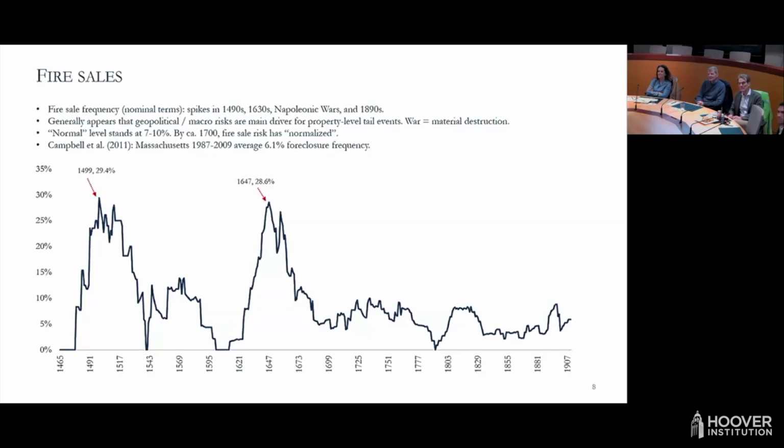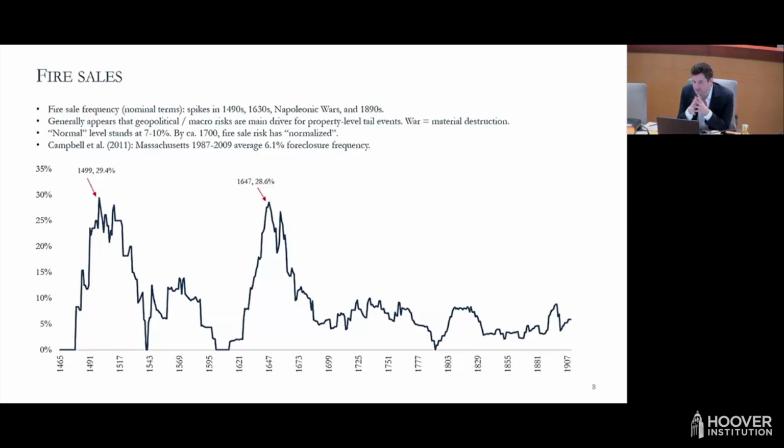So the next big spike is the 30 Years' War. It's probably the biggest, based on my data, the biggest housing shock ever in terms of the material destruction that we're talking about. There's nothing that comes close, even World War II. Again, though, the peak in the fire sales, based on that definition that tries to replicate the Campbell definition, is actually very close to the 2008 and 2009 level.